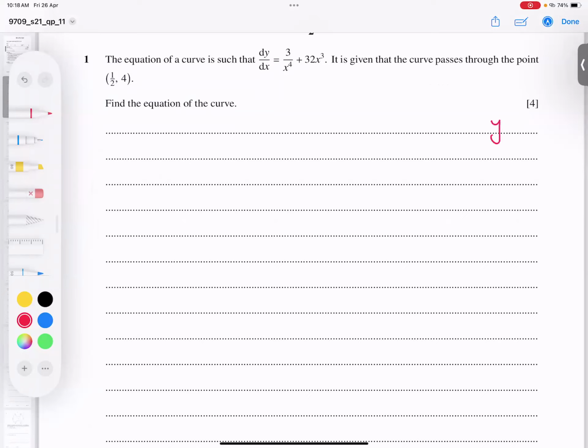Before I start, I tell you one thing. If I differentiate y, I get dy over dx. This is called the differentiation process, and the reverse process is called integration. So if I want to go back, I have to do integration. And I believe you got the point.